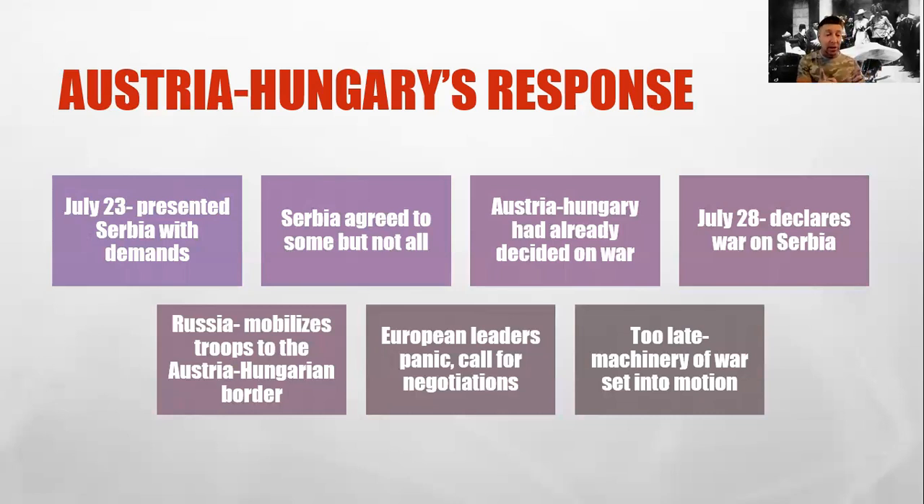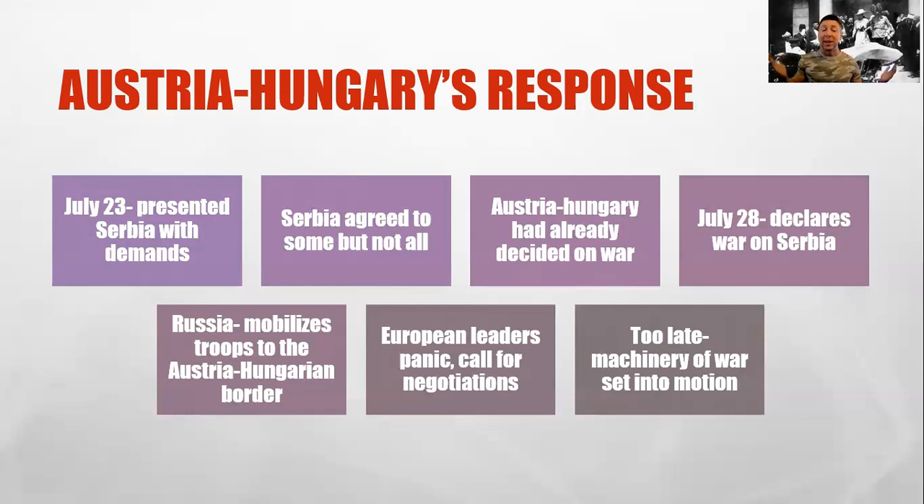Remember, militarism in the main factors is very important because you want to be able to move your troops quickly. And Austria-Hungary had decided that they were going to war no matter what. And they had decided to move their troops to the border of Serbia. July 28th, they declare war on Serbia.